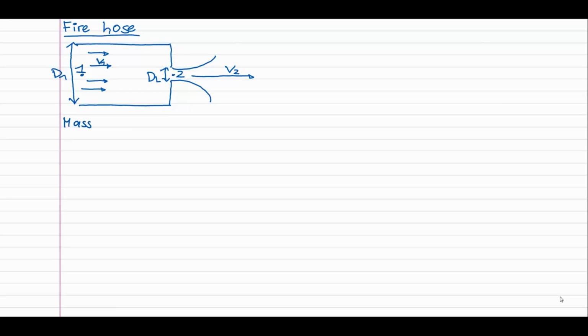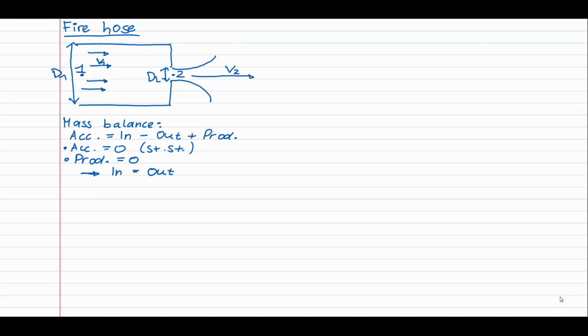Next, we will construct a mass balance over point 1 and 2. It's a steady state, so the accumulation term is 0. There is no chemical reaction, so the production term is 0. This leaves us with the mass flow in being equal to the mass flow out.